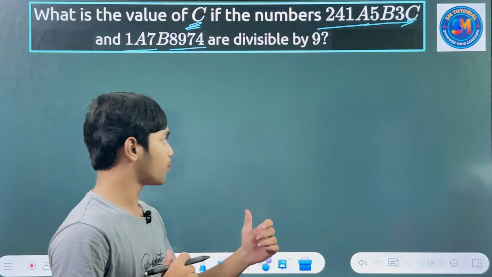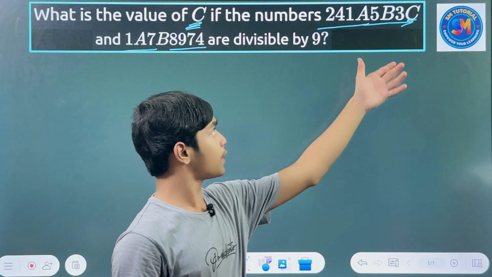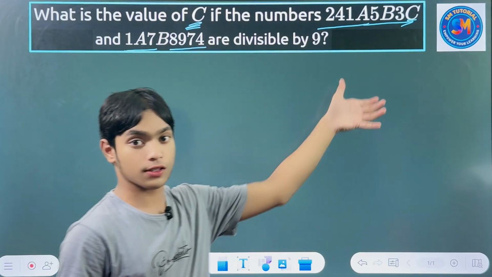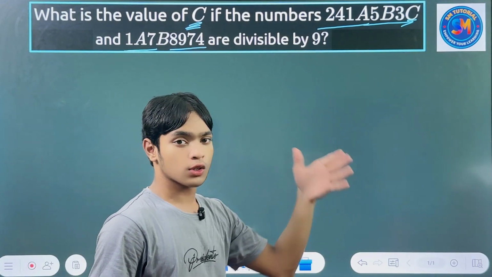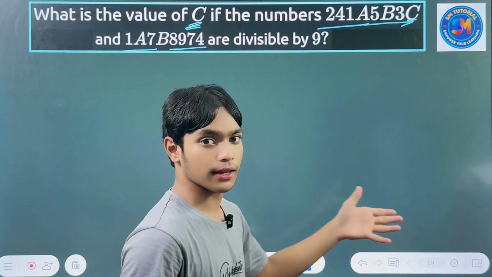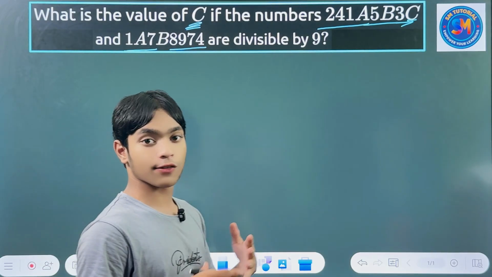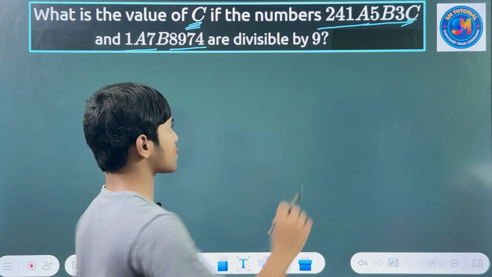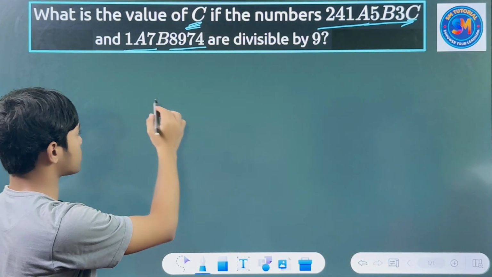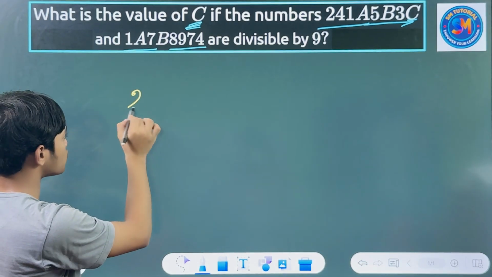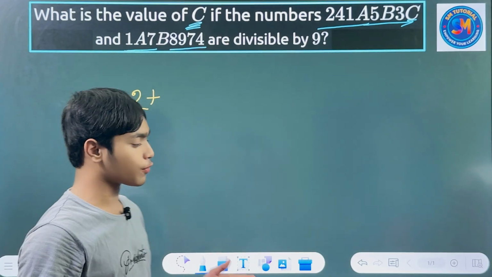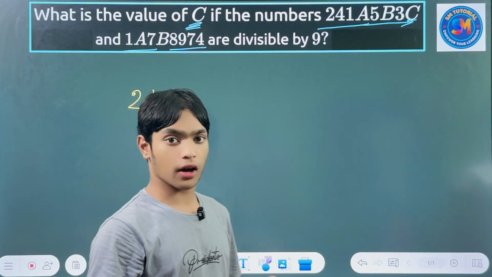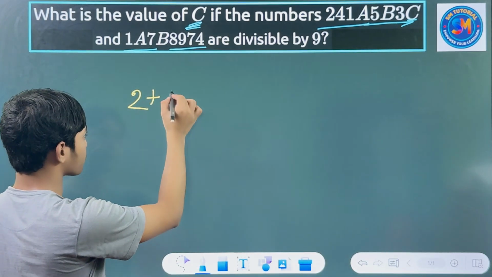Okay, so we know that if the summation of digits of this number is divisible by 9, then the whole number is divisible by 9. So that means first of all I have to find the summation of digits. So let's write the number first. This is 241, mainly I have to find the summation, so I will add these together.